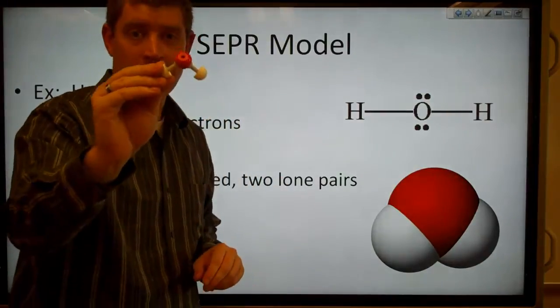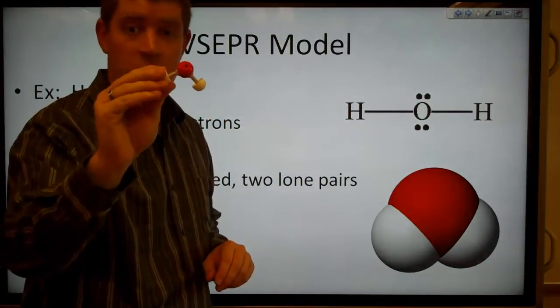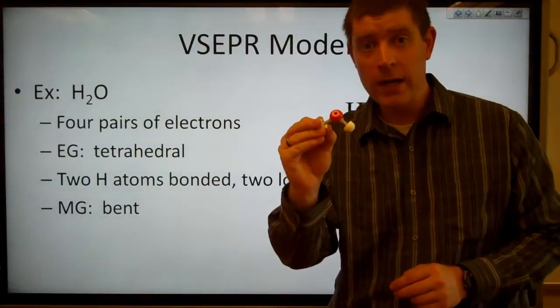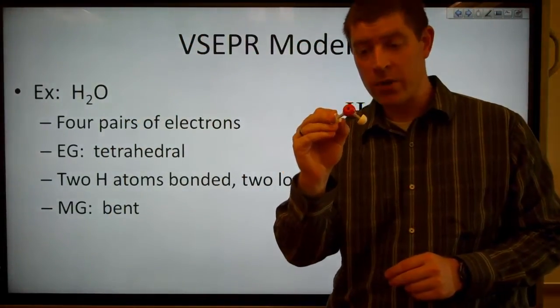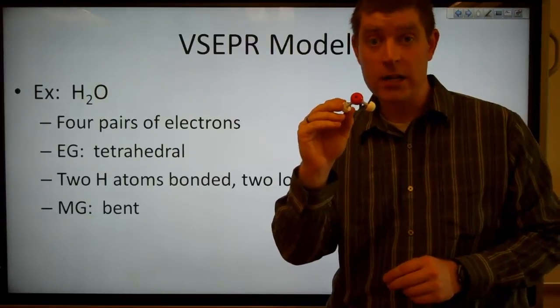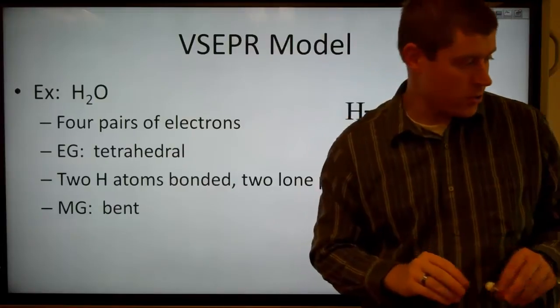But water then is not a linear structure, it's a bent structure, and this bent structure for water is super important for why water is liquid at room temperature instead of a gas at room temperature, like something like carbon dioxide is, which has a linear structure to it.